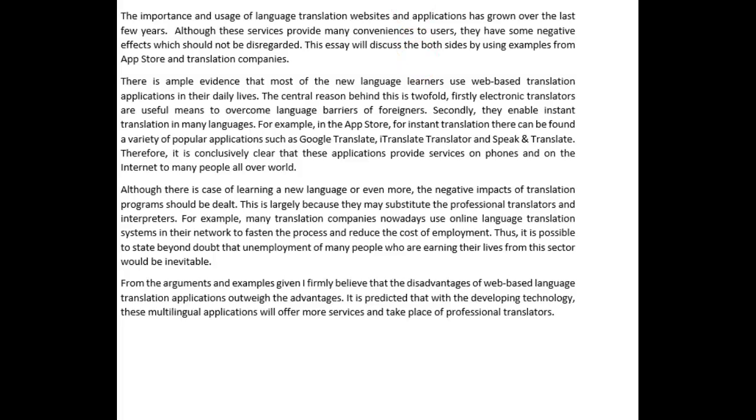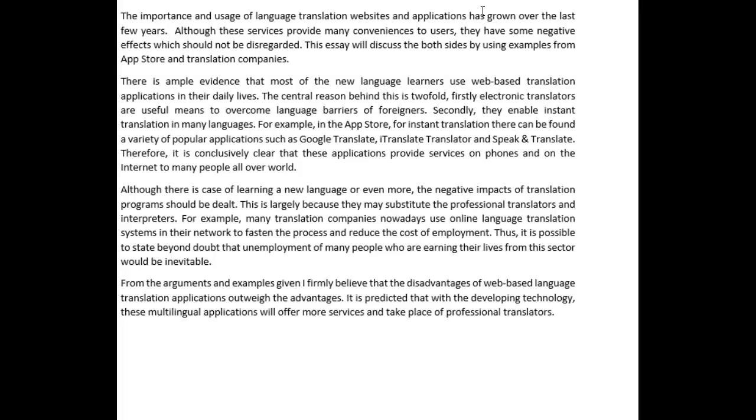Okay, check it out. So you wrote here the importance and usage. So it's two separate things. So they have grown. This is something I see a lot in essays, not just from you, but from lots of students. You need to make sure that you have subject and verb agreement. So these are two separate things, the importance and usage, and so this needs to be a plural verb. So it needs to be "have grown over the last few years."